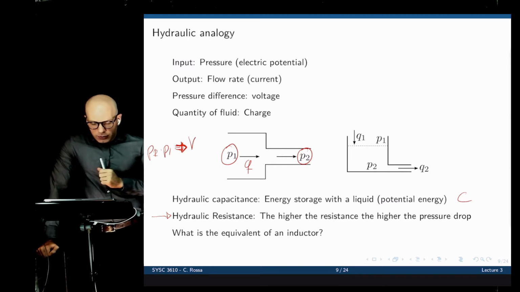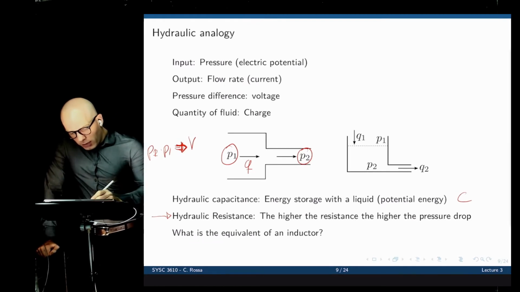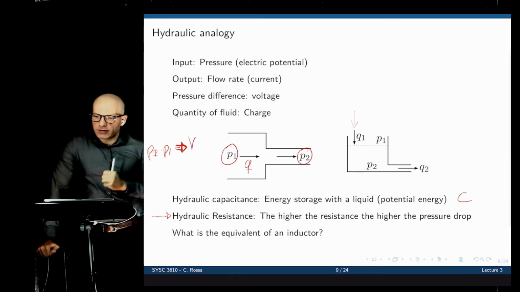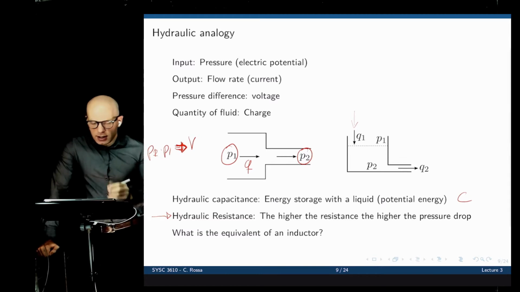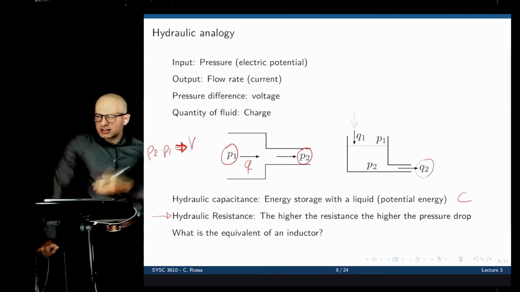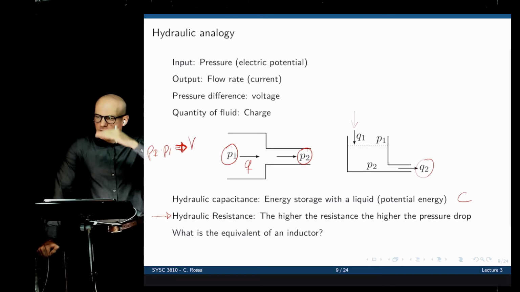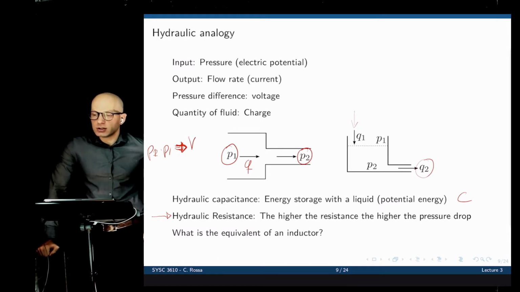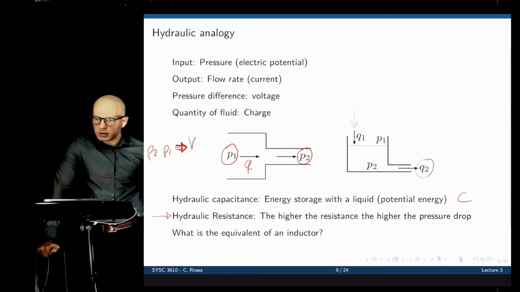In the other example here, we have a flow coming in, Q1, subjected to a pressure 1 on the top of that tank, pressure 2 at the bottom of that tank. We have an output here that is a different flow rate, Q2, because you're storing energy in the form of potential energy. And here we have a way to store energy in a hydraulic system, which would be the equivalent of a capacitance in the electrical system. The only element that we haven't addressed is the inductor. So what is equivalent here to the inductor?